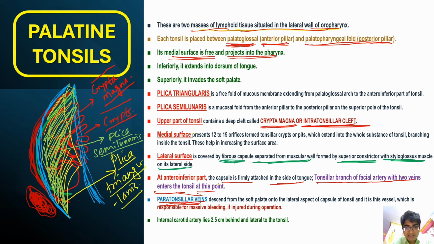Then the internal carotid artery lies 2.5 centimeters behind and lateral to the tonsil, and this is very important to understand because novice surgeons during their training period may, very rarely, go through this area, and if entered, this may obviously cause massive hemorrhage, and the patient may even collapse during operation.